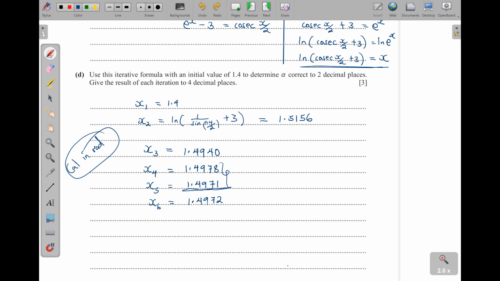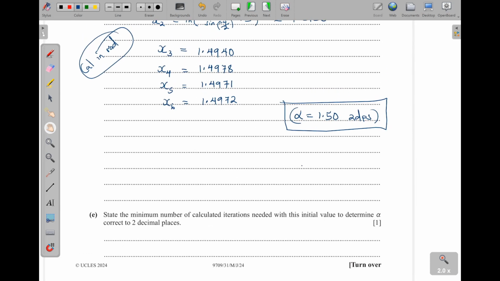So meaning our alpha is going to be equal to, because it is alpha that we are looking for, 1.50 to 2 decimal places. Okay, as simple as that. Then part E, they are saying that state the minimum number of calculated iterations needed with this initial value to determine alpha correct to 2 decimal places. That is exactly what I've just said. It has to be 4.